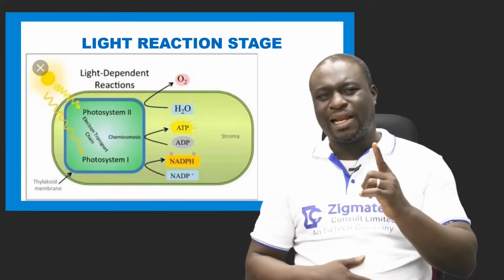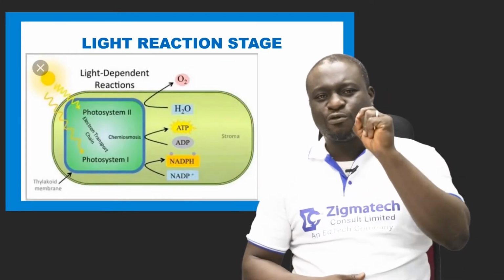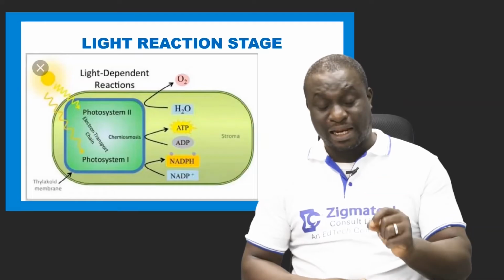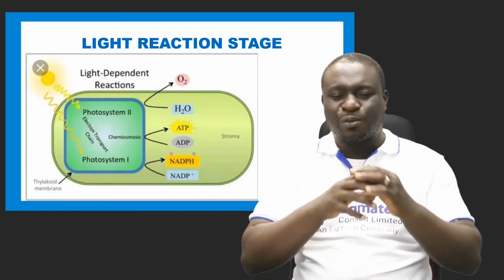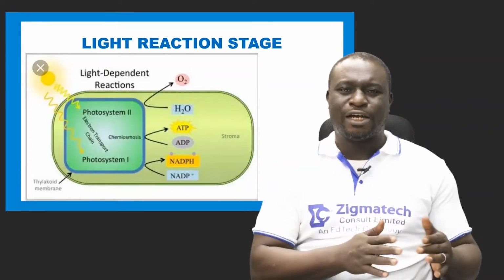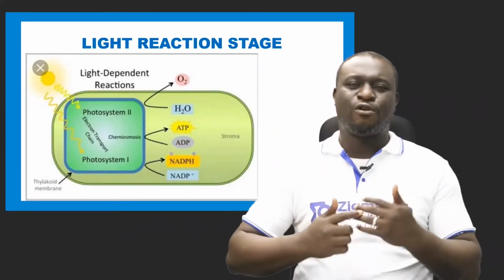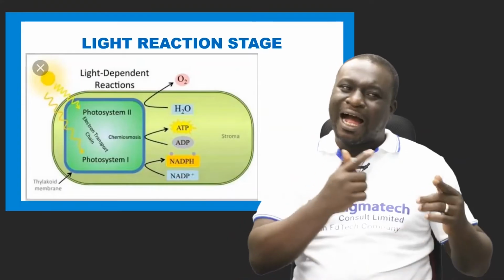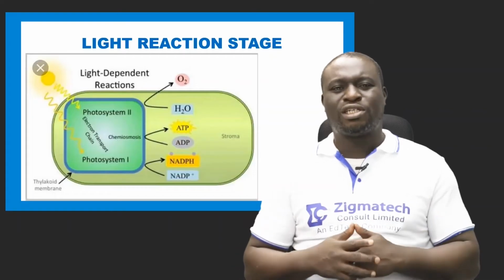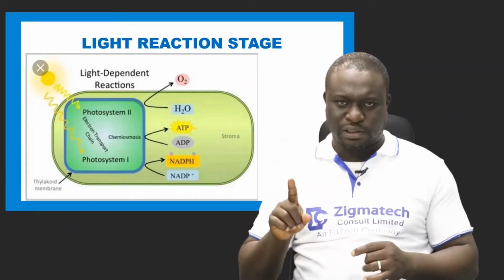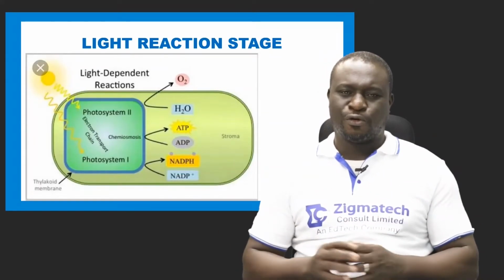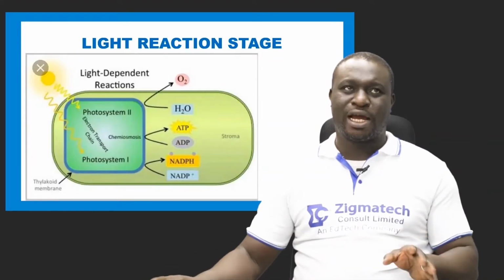I repeat again, in the light reaction stage, the first thing that happens is photolysis of water. It simply means that the light energy, or the energy of the sun, is used to split water into hydrogen ion and hydroxyl ion. The hydroxide ion undergoes further reaction to give off oxygen as the byproduct. Then the hydrogen ion reacts with a coenzyme called NADP and reduces it to NADPH plus, and then energy is produced in the process. So this is what happens during the light reaction stage.